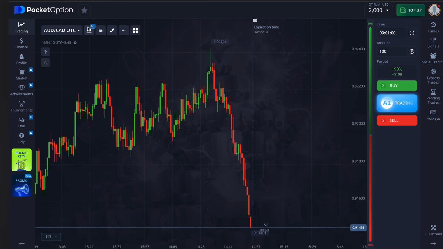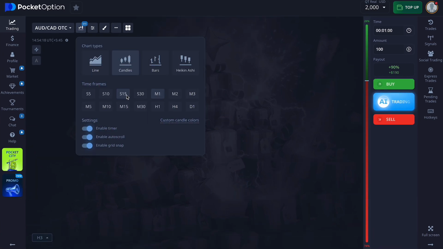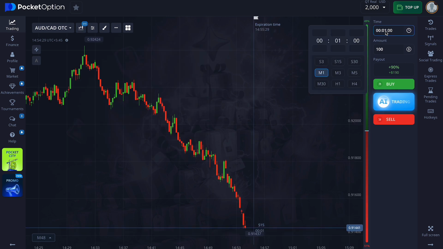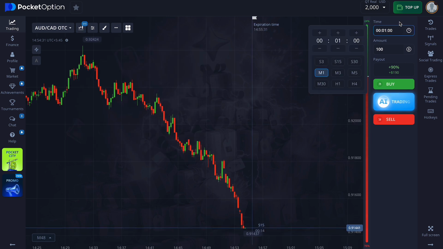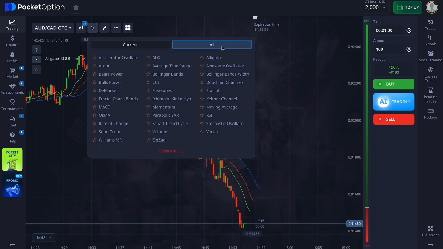Okay, at first make sure your chart is in candles and set the candles duration to 15 seconds. Now set the trading time to 1 minute. As you can see, it's 1 minute. Okay, and after that click on the indicator and click on this alligator indicator.